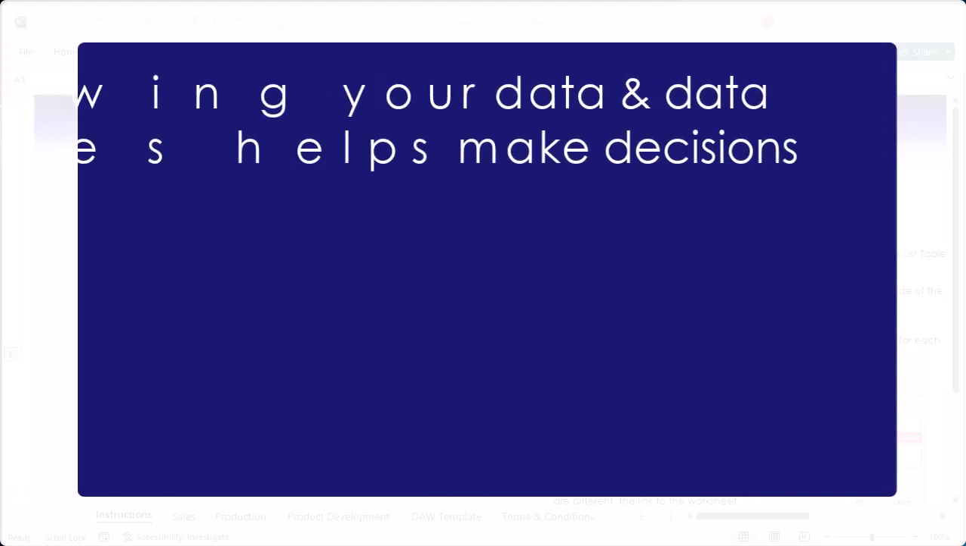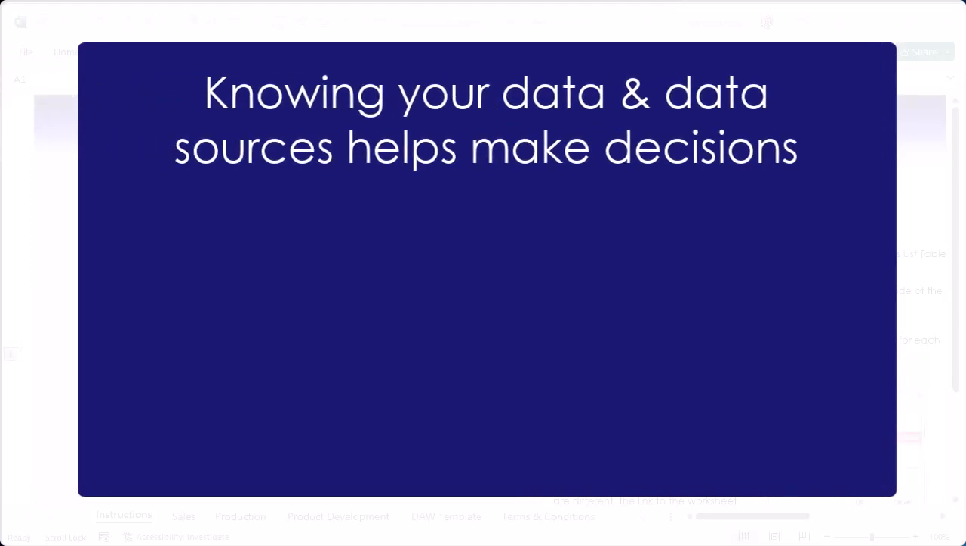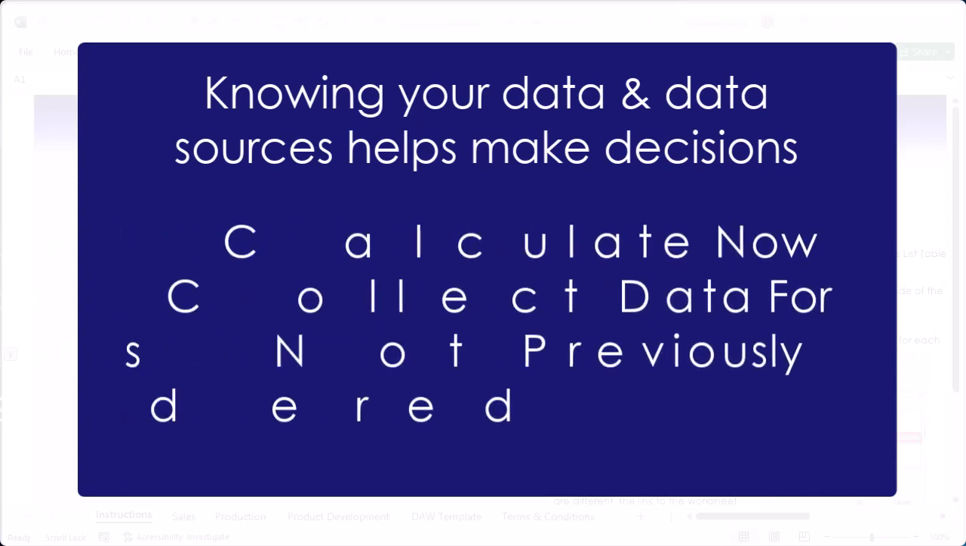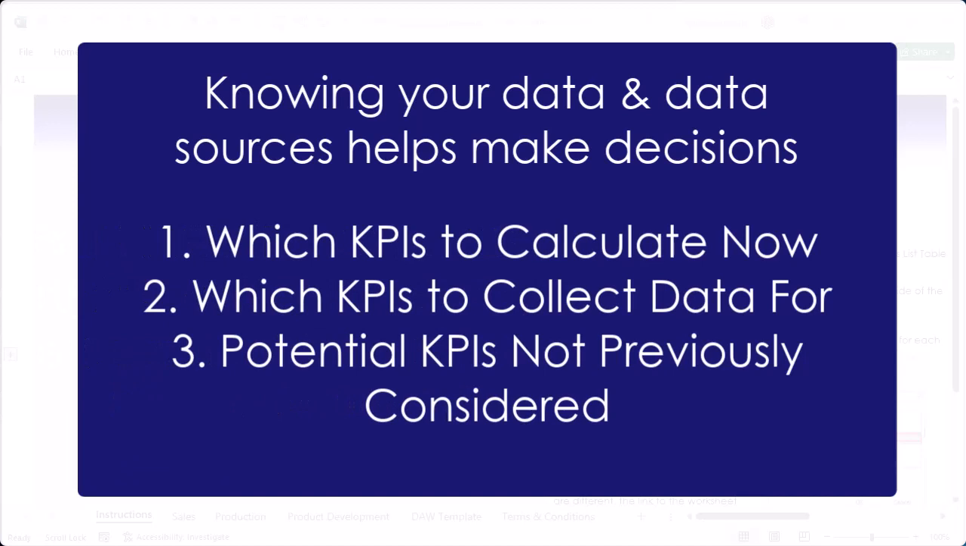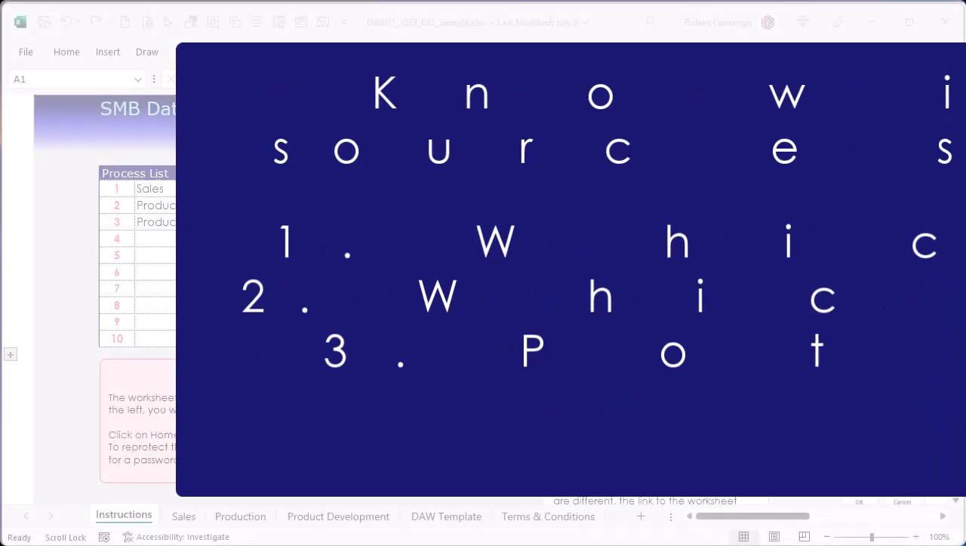Knowing what data you have available and from which data sources will provide you with the informational foundation to make decisions about which KPIs you can calculate now, which KPIs you need to collect more data elements for, and what other potential KPIs you may not have considered previously, but that could be useful since you already have the data available. This is where we begin whittling down the list of KPIs and begin moving toward a more definitive list of metrics for your quality improvement dashboard.